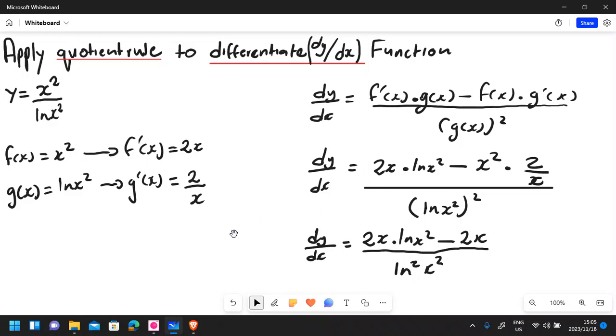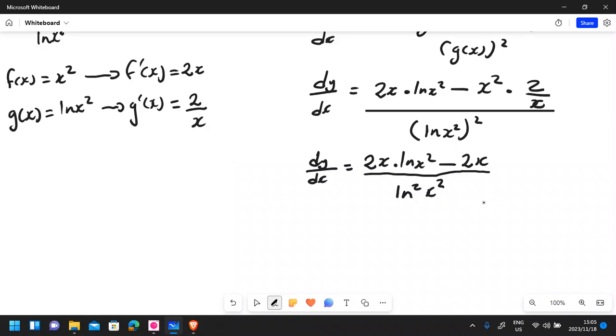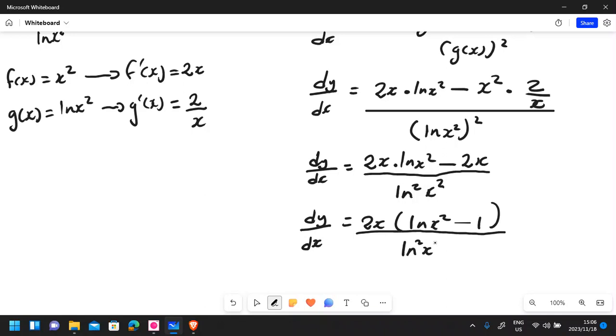Right, so let's continue. We can take out the common factor on the numerator. Let's look at our numerator. So our common factor on the numerator is 2x, meaning we're going to be left with natural log x squared minus 1 over natural log squared x squared. So this, guys, is our final answer.